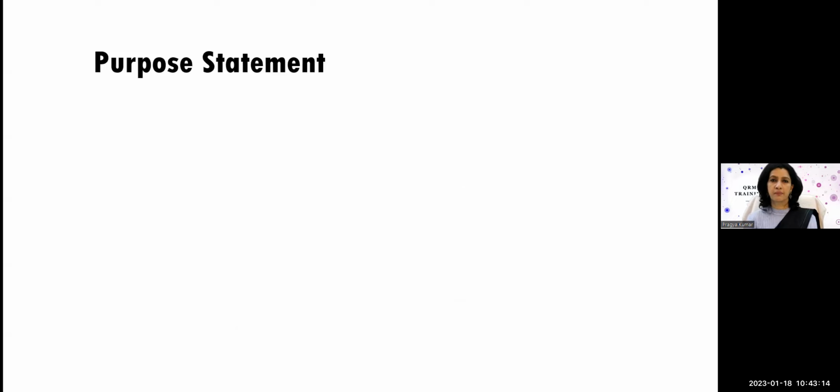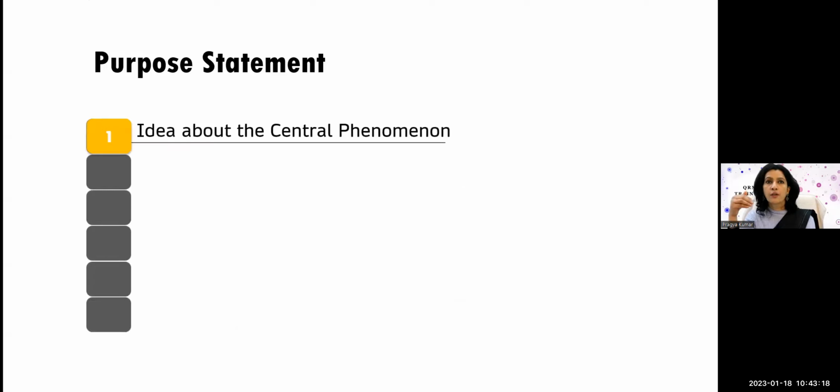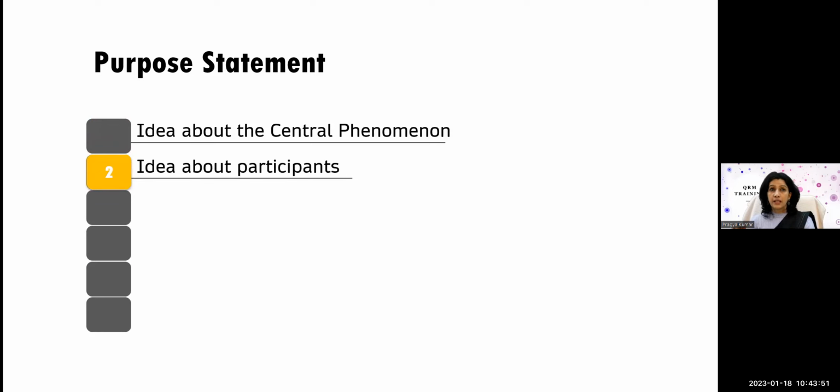Now what is a purpose statement? A purpose statement has why it is required. In a purpose statement, there is always something known as the central phenomena. This is a very important concept of your research proposal, that you should be able to identify the central phenomena of your study, because many times there are many words in your research question or in your problem statement, but what is the central phenomena, that is important. So you should have an idea about the central phenomena in this purpose statement.